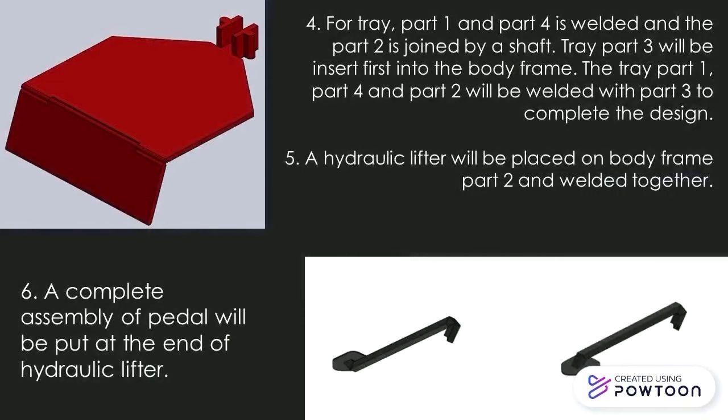For tray, Part 1 and Part 4 is welded and the Part 2 is joined by a shaft. Tray Part 3 will be inserted first into the body frame. The tray Part 1 and Part 4 and Part 2 will be welded with Part 3 to complete the design. A hydraulic lifter will be placed on body frame Part 2 and welded together. A complete assembly of pedal will be put at the end of the hydraulic lifter.